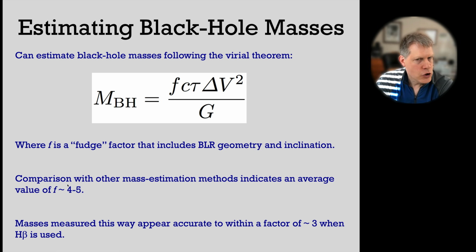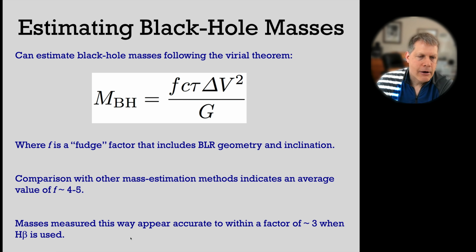But in any case, if you use that kind of an approach, you find that the masses measured appear to be accurate to within about a factor of 3 or so, at least when H beta is used. For other lines, it's often not as good. But for H beta, if you have H beta available and you reverberation map that, you can likely measure the black hole mass to within about a factor of 3 or so, which is not bad.